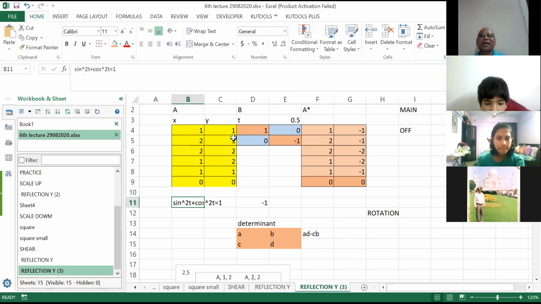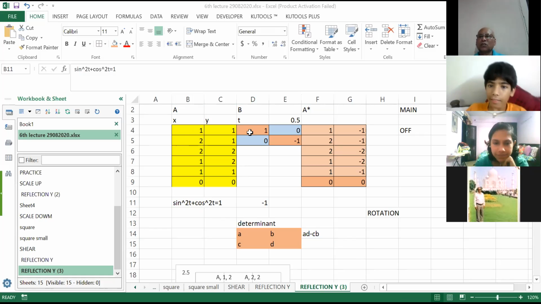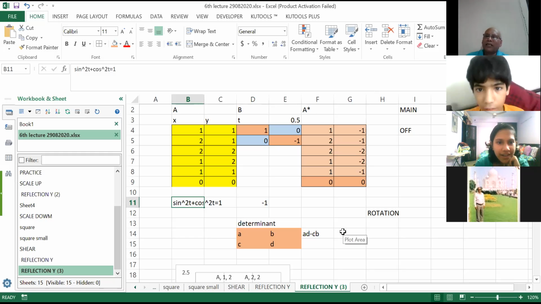Now we will see how we will do that. After 10 minutes we will move on, and tomorrow again at 7:30 we'll start and we'll finish the 3D tomorrow. Because after 10 minutes this will go off, so I am telling you beforehand.